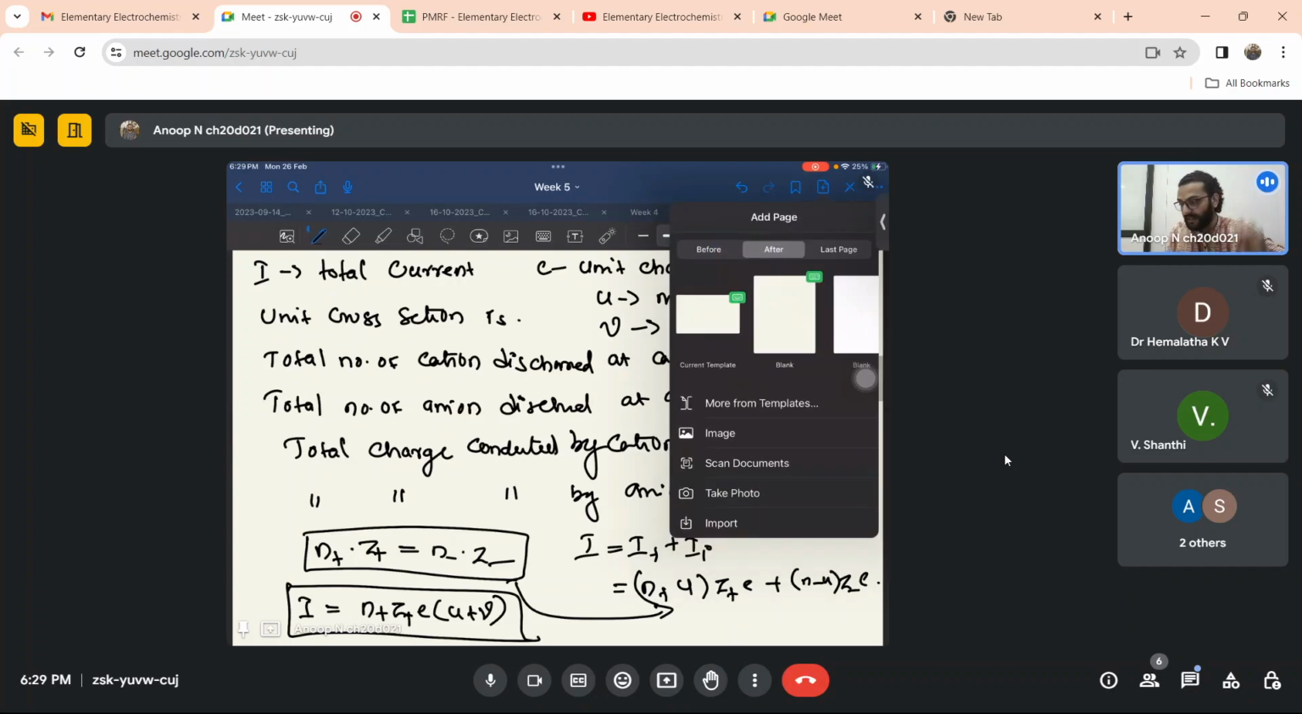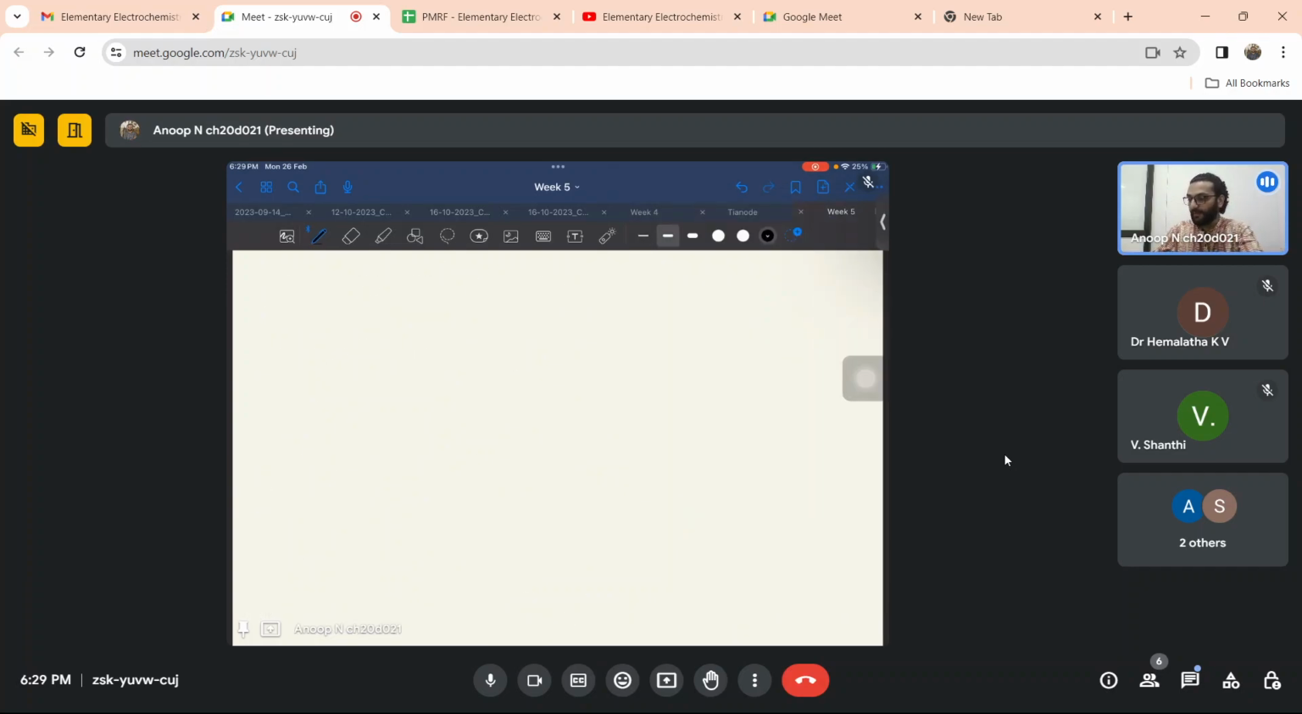Now what is the transport number, as we mentioned above? The transport number is the ratio relating to the total applied current: a fraction of the current is taken by the cation and a fraction by the anion. So we can write t plus, the transport number of the cation, equal to u divided by u plus v. Similarly, t minus is equal to v divided by u plus v. Then the total transport number, t plus plus t minus, will be equal to 1.